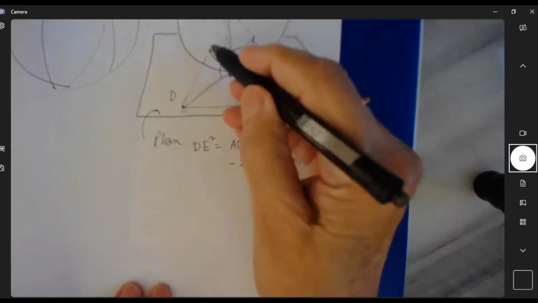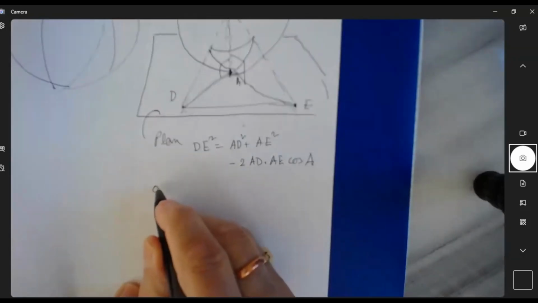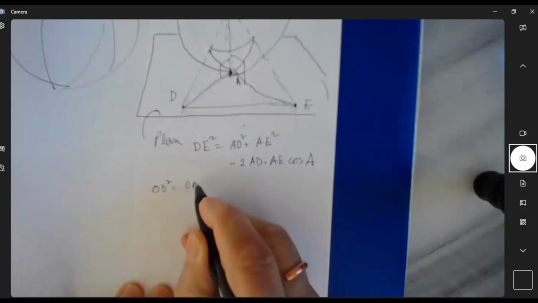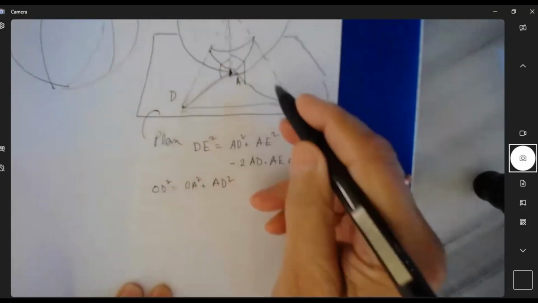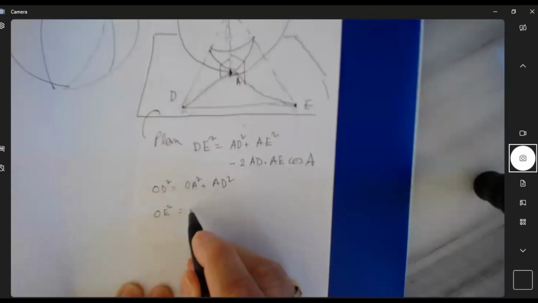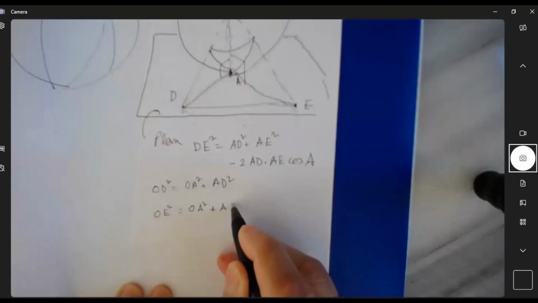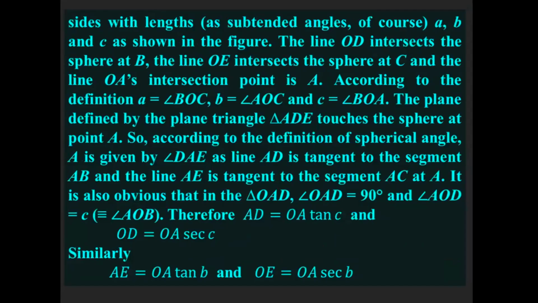In this triangle, you can have two more relations. OD square will be equal to OA square plus AD square. Similarly, on this side, OE square is equal to OA square plus AE square, because they are right angle triangles. This is 90 degrees. So these are the relationships we have.